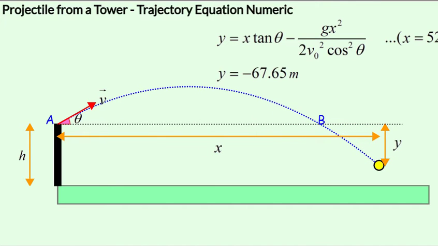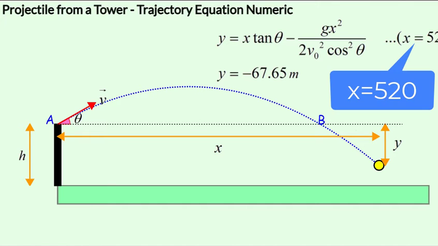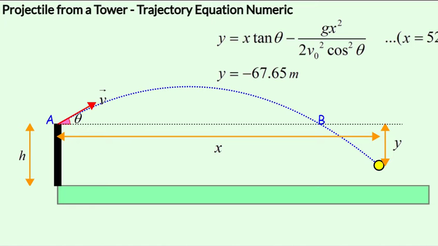This time we compute the y displacement when the x displacement is 520 meters. Again, if we plug the given values into the first form of the trajectory equation, that is, we substitute 520 for x this time, 30 degrees for theta, 70 for V0 and 10 for g, then we obtain the y displacement as minus 67.65 meters. This is negative, meaning this is below the reference line AB, so y is negative here.